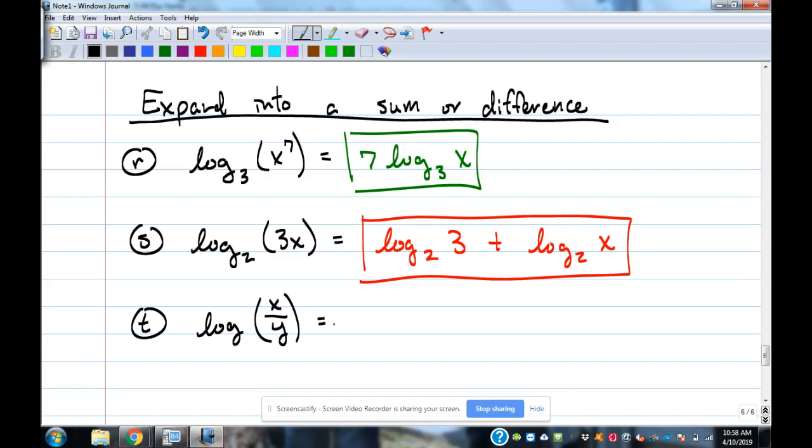What's going on in this problem? Division, which turns into subtraction. We've got log, and technically it's base 10. So log of x minus log of y. Always numerator minus denominator. Make sure you keep it in the right order.